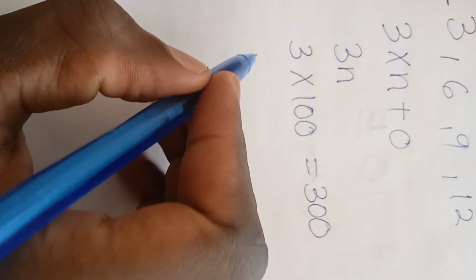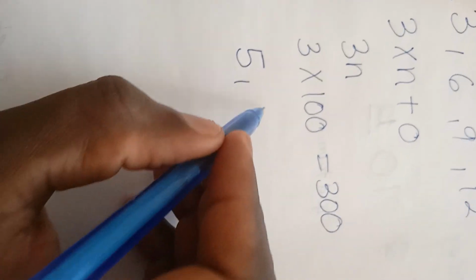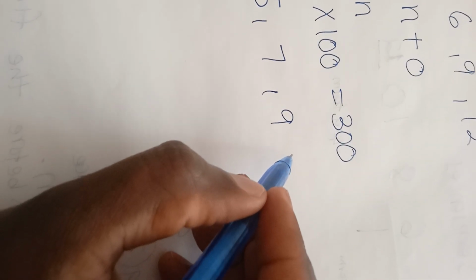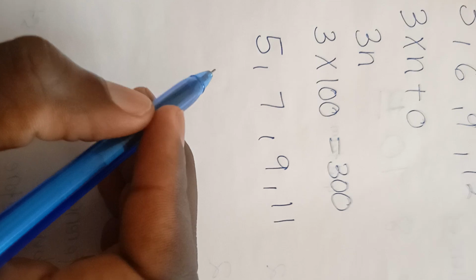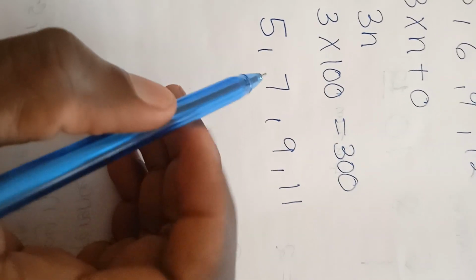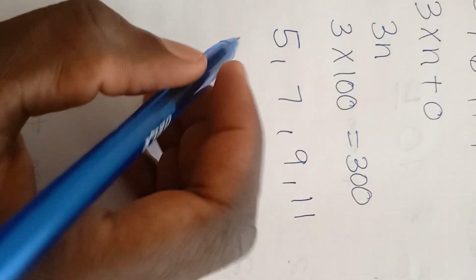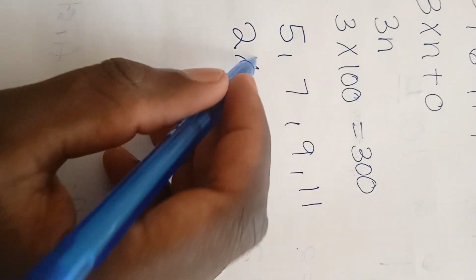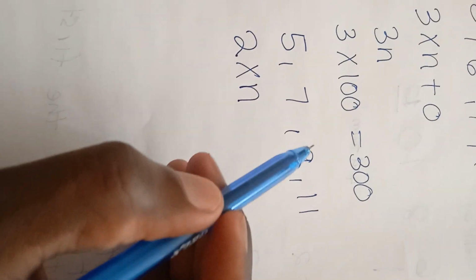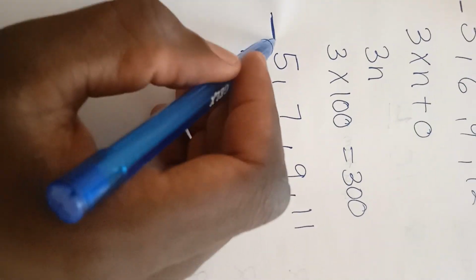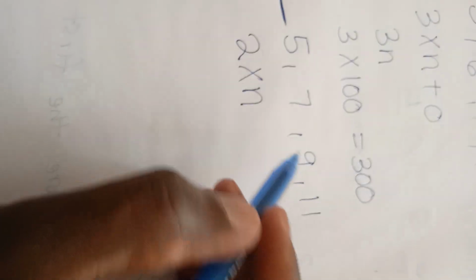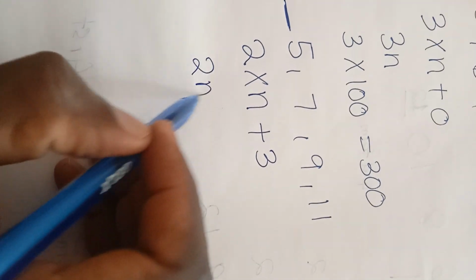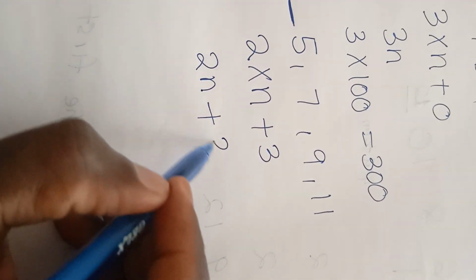So we can try another one. If you have 5, and then 7, and then 9, and then 11. The first thing we do is find the common difference. You take 7 minus 5, which is 2. Then you multiply by n, so that will be 2 times n. And then we look for the number before the first term, which gives us 3. So it will be plus 3. So it will be 2n plus 3.